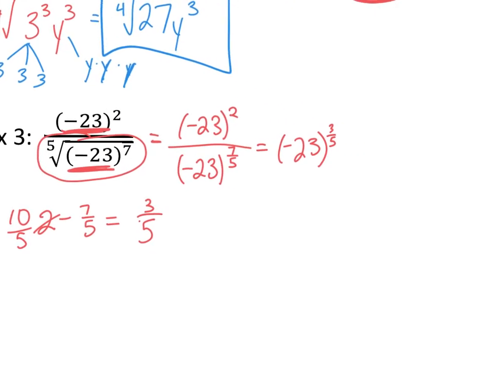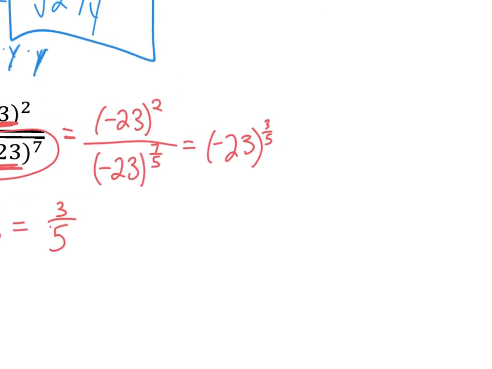Okay. I don't know how to simplify something that's written like that, but I do know how to change it back to radical form. So I'm going to do that. How do I do that? You just put the 5th root, and then it would still be negative 23, to the power of 3. Okay, good deal.